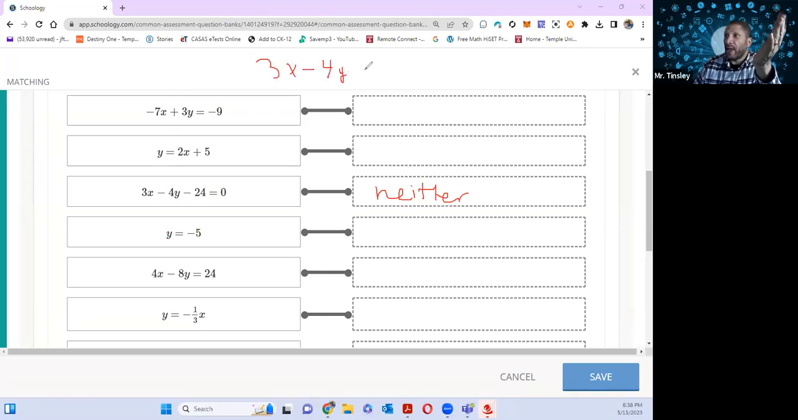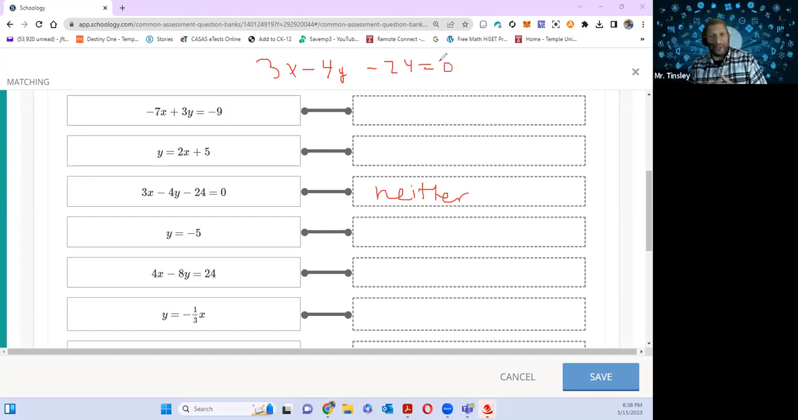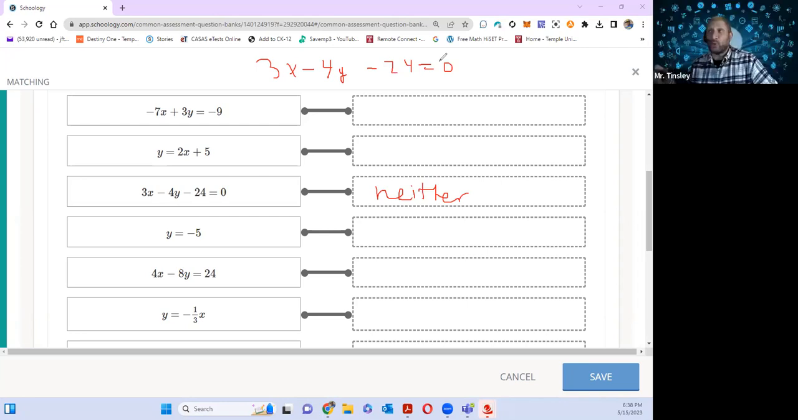Okay, so now if it's not slope-intercept form or standard form, this is what you have to remember, and this is where people get stuck. Remember, again, I don't want you remembering math. I want you to know the math. Given standard form or slope-intercept form, you should be able to identify those quickly. But that doesn't mean you can't change this equation to standard form.